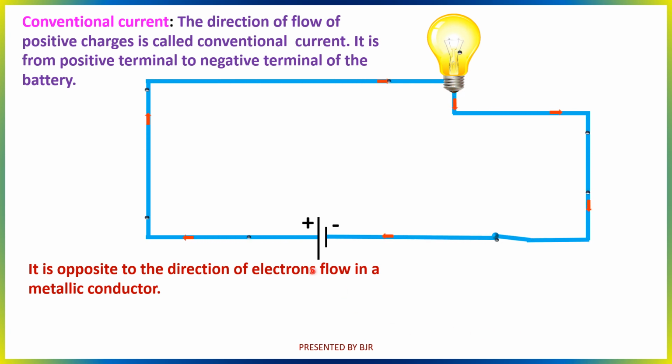From now onwards we have to show only this current, that is conventional current from positive to negative terminal. So positive terminal is at higher potential and negative terminal is at lower potential. So current always flows from a point of higher potential to a point of lower potential. For that reason, we have to show the conventional current direction only.